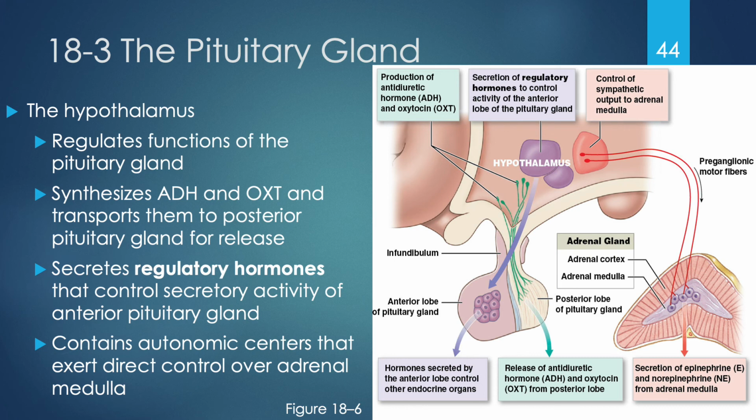The hypothalamus also contains autonomic centers that will exert control over the adrenal medulla. On the right, you see an image of the adrenal medulla, and via preganglionic motor fibers, you can see that they arrive at the adrenal medulla, and the adrenal medulla is then able to secrete its product, specifically epinephrine and norepinephrine.